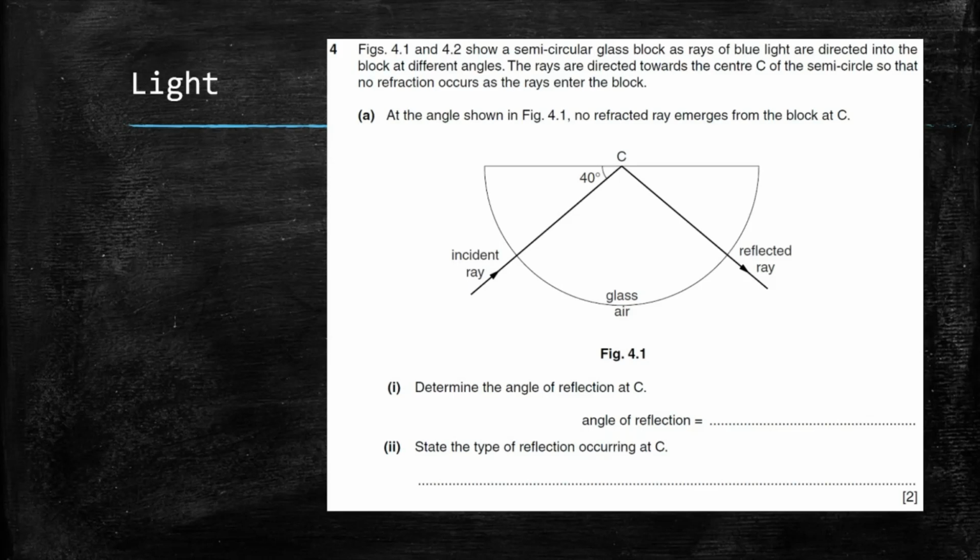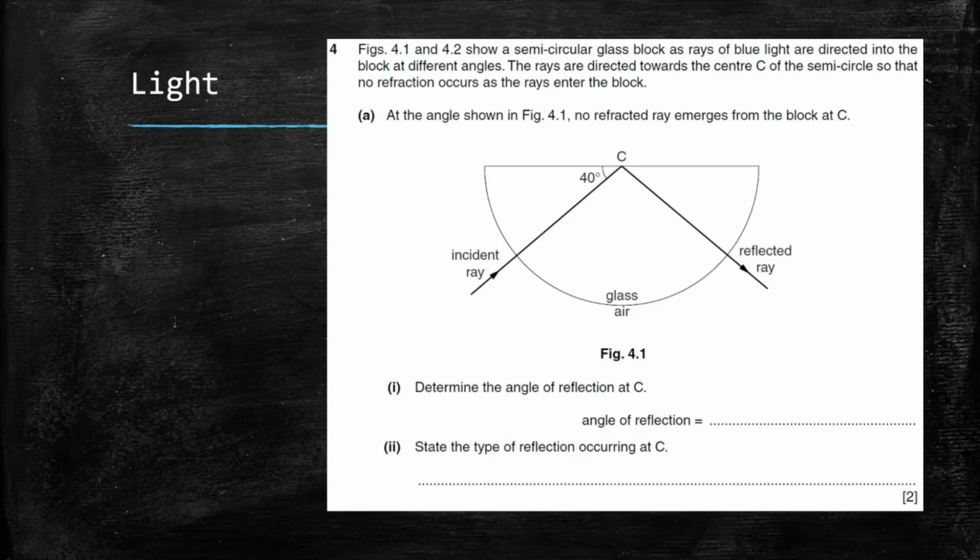Figures 4.1 and 4.2 show a semicircular glass block as rays of blue light are directed into the block at different angles. The rays are directed towards the center C of the semicircle, so that no refraction occurs as the rays enter the block. 4a. At the angle shown in figure 4.1, no refracted ray emerges from the block at C. 4a(i). Determine the angle of reflection at C.